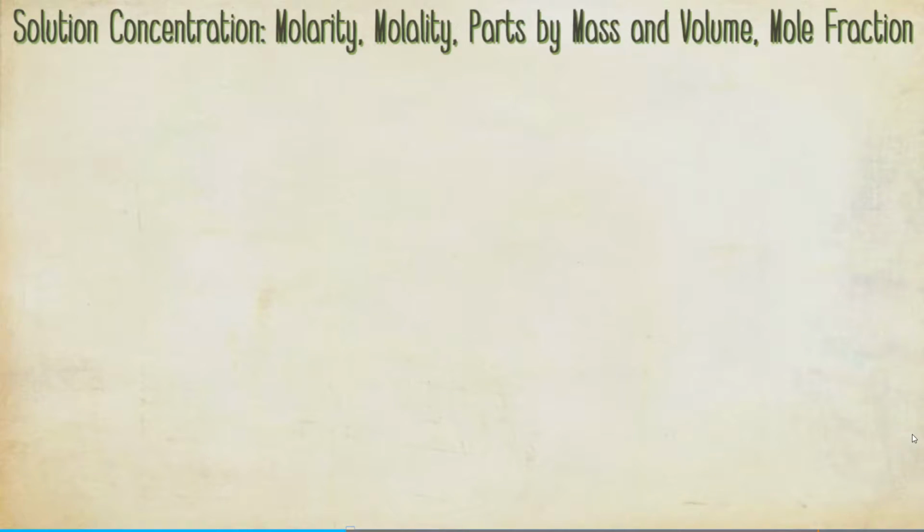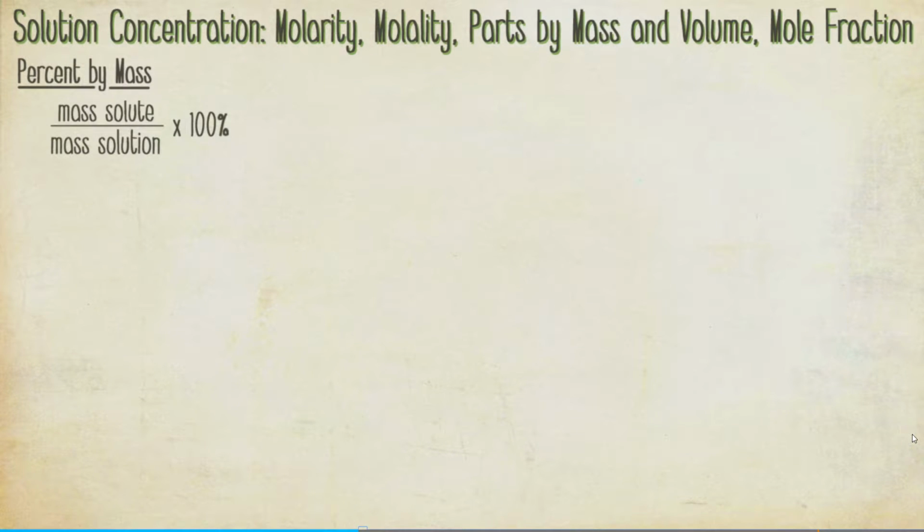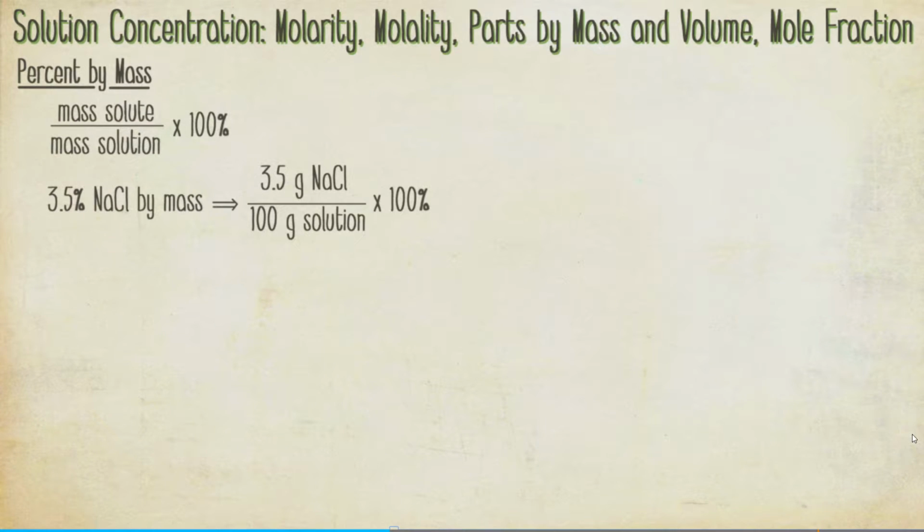Parts by mass and parts by volume are both ratios of solute to solution. Percent by mass is mass solute over mass solution times 100%. Percent means per 100. For example, an aqueous solution that is 3.5% sodium chloride by mass contains 3.5 grams of sodium chloride per 100 grams of solution. You can use this ratio as a conversion factor in calculations.